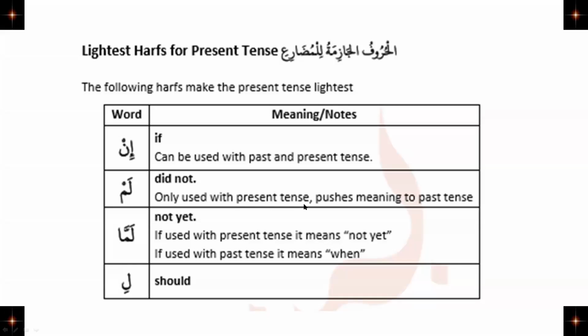And it pushes the meaning to the past. Lamma can be used with present tense, and it can be used with past tense. If it's used with the present tense, it means not yet, and if it's used with past tense, it means when. So go and see in the Quran where it is used with fi'l maadhi and where with fi'l mudhari. But lam can only be used with fi'l mudhari, it cannot be used with fi'l maadhi. I hope that is clear for you, my brother Abdul Basit.